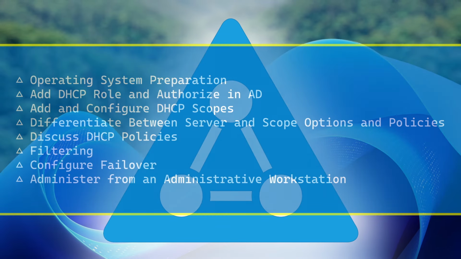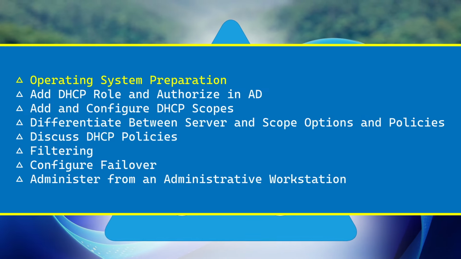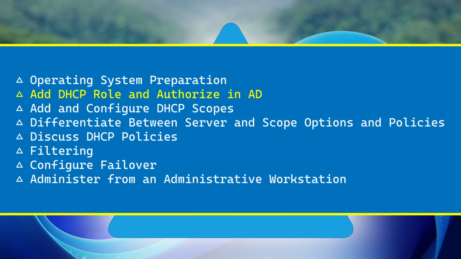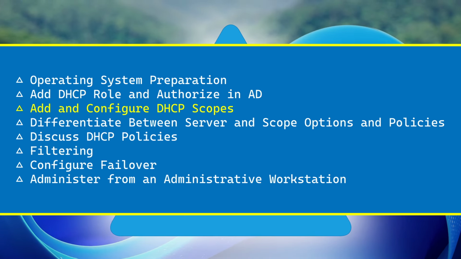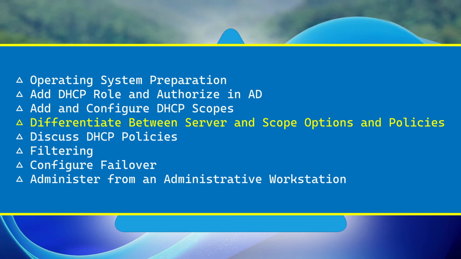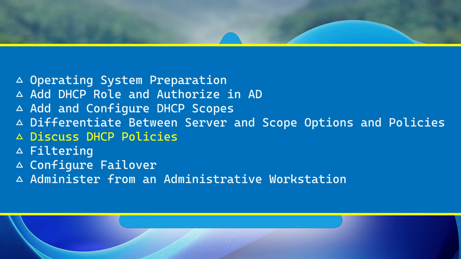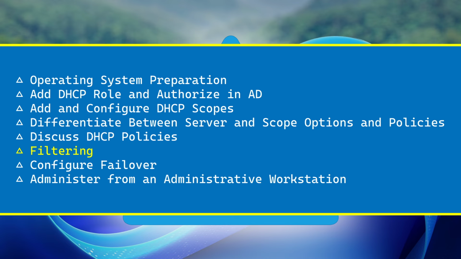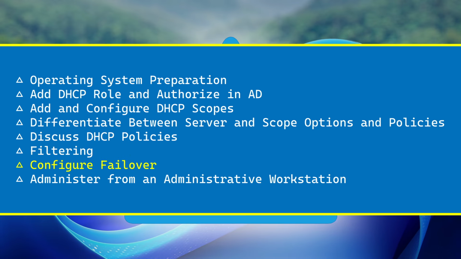We will cover operating system preparation, add the DHCP role and authorize it in AD, add and configure DHCP scopes, differentiate between server and scope options and policies, discuss DHCP policies, filtering, configure failover, and administer from an administrative workstation.